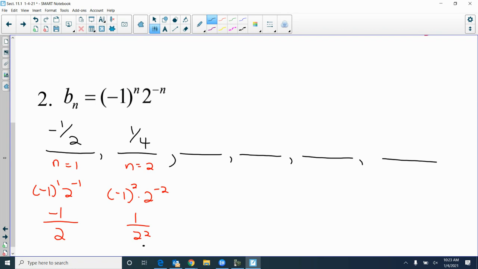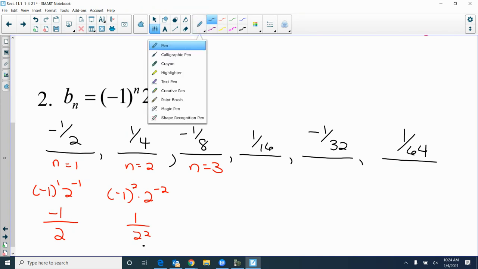All right, what'd you get for n equals 3? I got negative 1/8. Okay, negative 1/8, I agree with that. And then I get 1/16. Then I get negative 1/32. And then I get 1/64. All right, this is a common occurrence here. If you want them to alternate between signs, negative, positive, negative, positive, this is where this negative 1 to the n power comes into play.